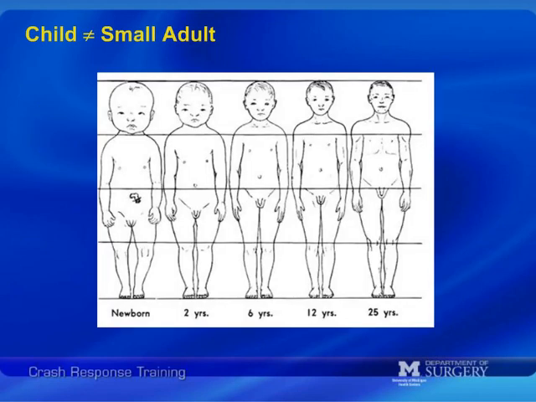Now, this case illustrates something that's very important and an underlying lesson that I'd like to convey today. And that is that a child is not a small adult. If you look at this figure here showing what happens to body proportions between newborn and an adult at 25 years of age, you can see that a newborn compared to an adult has a head which is twice as long, twice as wide, and also twice as deep compared to the adult. So the head is much larger in proportion to the remainder of the body than in an adult.